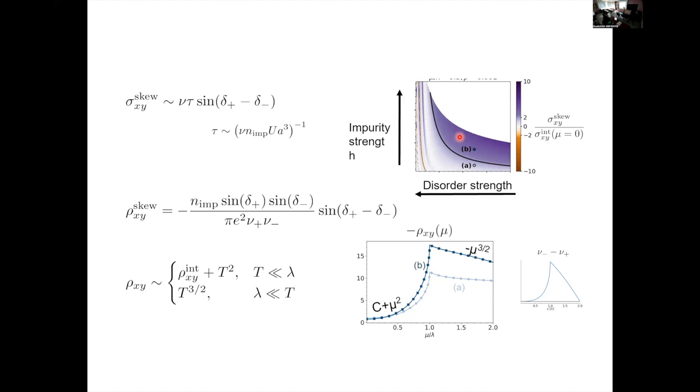And skew scattering conductivity has a very nice formula: the skew scattering part of the Hall conductivity will be proportional to the sine of delta plus minus delta minus. Or you can write it more directly related to the experimental object, which is the skew scattering Hall resistivity. So the skew scattering Hall resistivity can be written in this very nice way in terms of the scattering phase shifts, delta plus and delta minus, and their difference fully controls the Hall resistivity. So if you have an experiment that measures all the effects in one semimetal, you only need these two parameters to explain the physics.